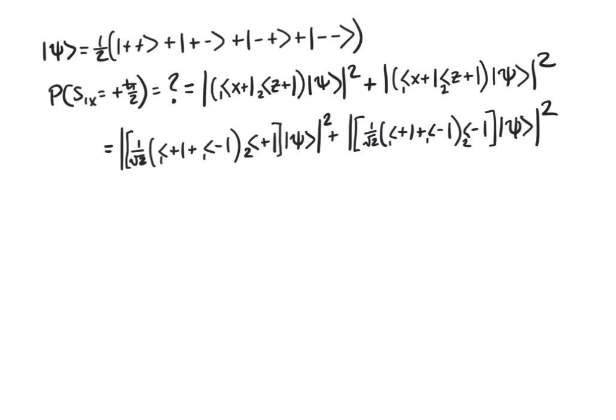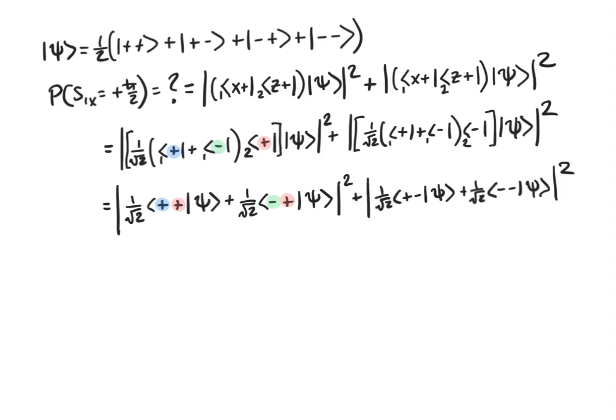So in this first probability term, we end up with the inner product of 1 over square root of 2 times plus plus with psi, plus 1 over the square root of 2 times the inner product of minus plus with psi. And then we take the magnitude squared. And we do the same thing for the second probability term. I'm not going to finish this up for you, but hopefully you can see how you would follow through with this. Now, one thing you might be asking is, why?